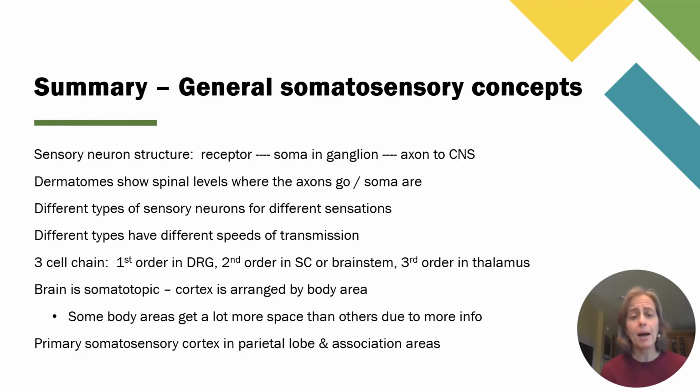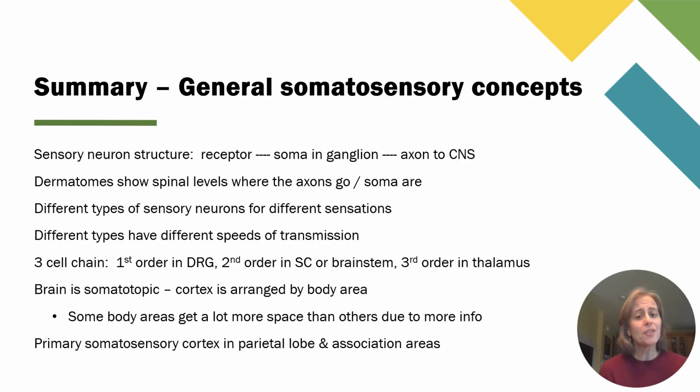It's a three-step hop. So we're going to have our first order neuron, which is the actual sensory receptor cell. Then we have a second order neuron, which is going to be either in the spinal cord or the brainstem. And then our third order neuron is going to be in the thalamus, which will then send the information out to the primary somatosensory cortex in the parietal lobe. And that somatosensory cortex is somatotopic. So soma, body, topic, arranged by, so it's arranged by body area, as you saw.